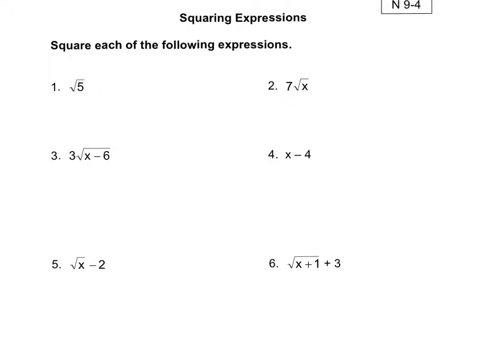Okay, so on notes 9-4, we're going to be squaring expressions. We've actually already talked about exponents before. So when it says we need to square each of the following expressions, that just means we're multiplying it by itself. Okay, so number 1, we're squaring it.